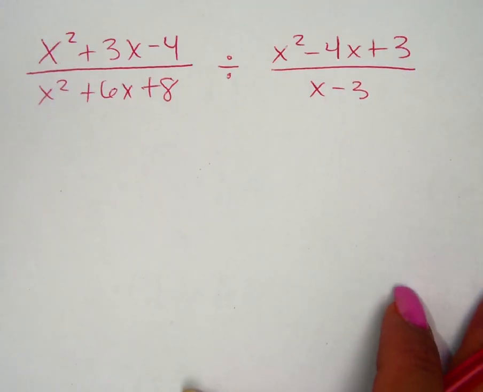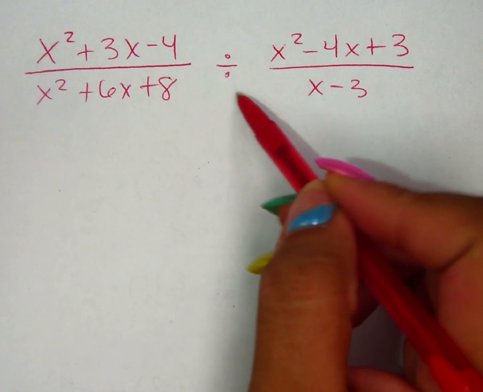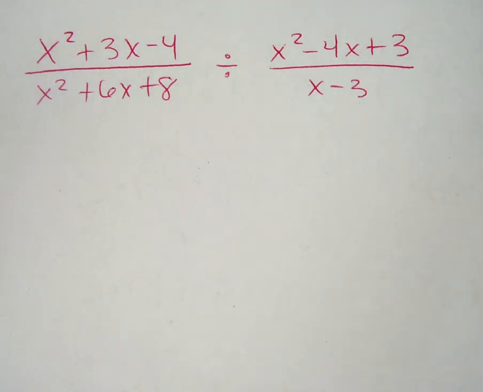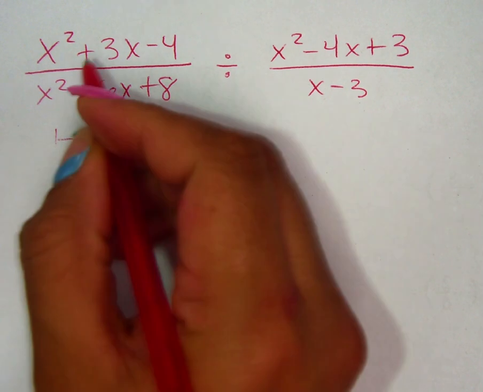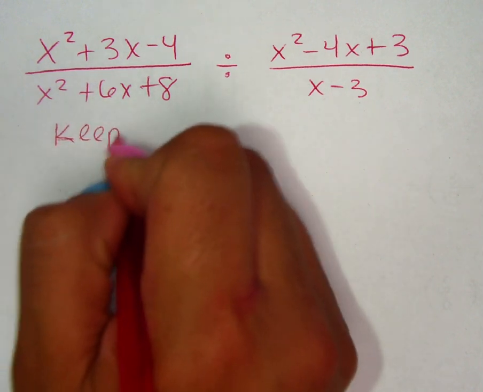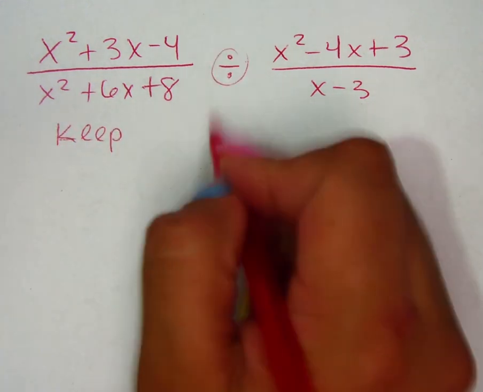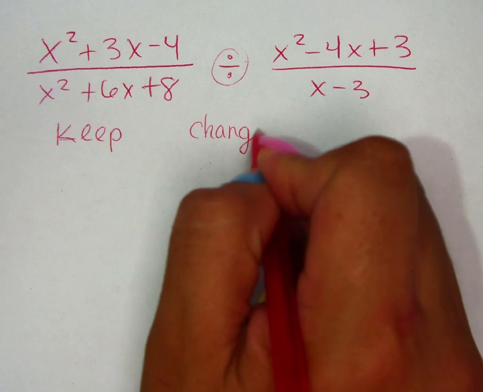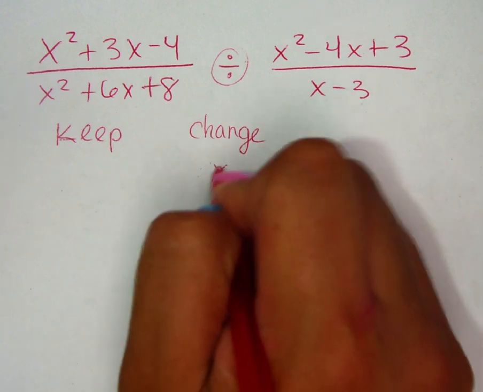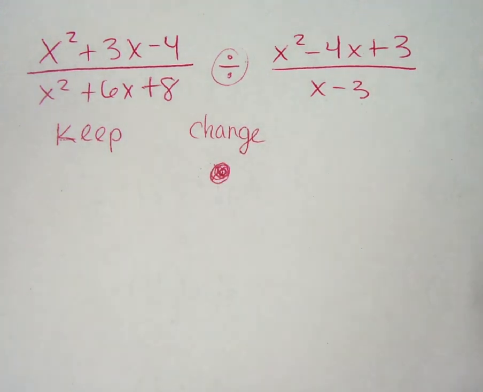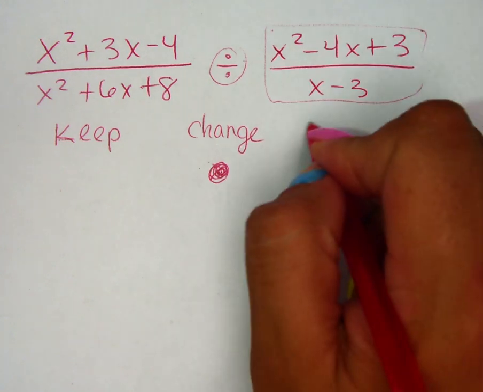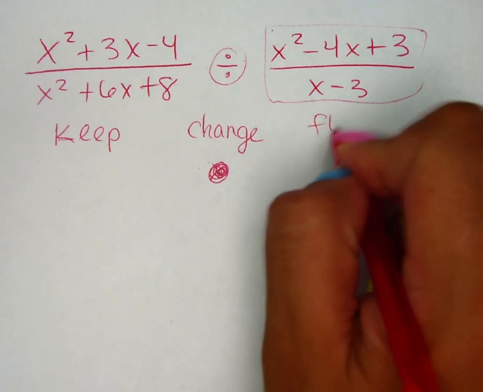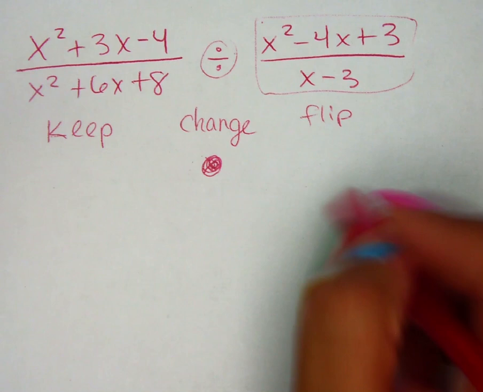Whenever we divide rational expressions, it is like dividing fractions. So the first thing we need to remember is that when we divide fractions, we want to keep the first fraction the way it is. Then we want to change this division into a multiplication, or in algebra we just see it as a dot. And then this second fraction, technically we want the reciprocal, which is to flip the fraction that you have.